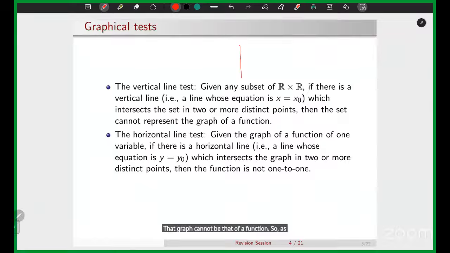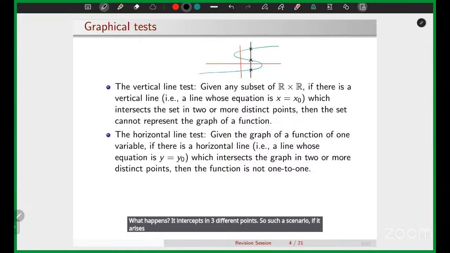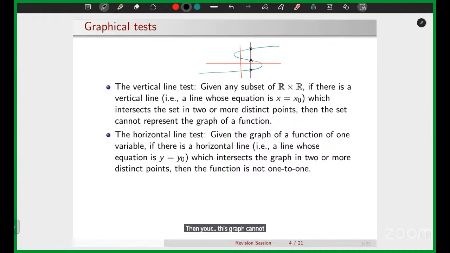As an example, let's take something like this. Let's have some other color. Something like this. Can this be the graph of a function? No, sir. If I draw a vertical line anywhere over here, for example, what happens? It intersects in three different points. Such a scenario, if it arises even for one line, means this graph cannot be that of a function.